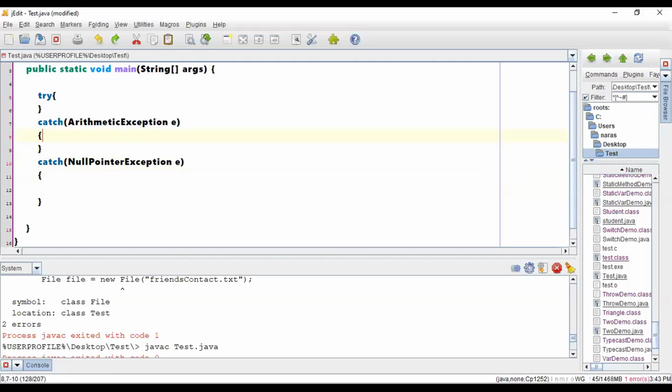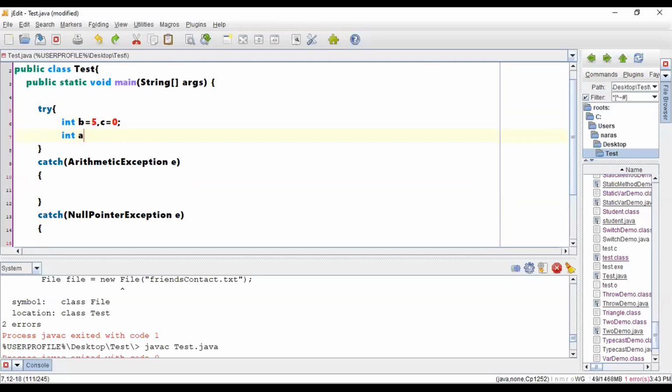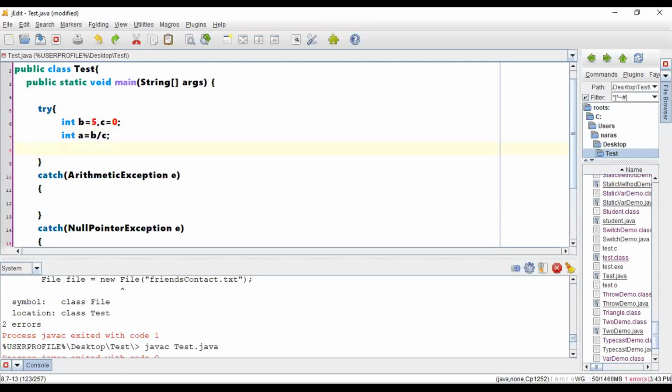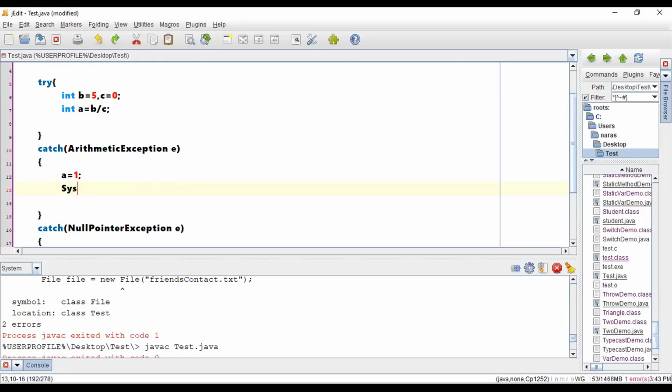Right. Now what I'm saying is, with respect to the try block, if I'm writing int b is equal to 5, c is equal to 0. Later I am writing a is equal to b divided by c, right? So it will raise an arithmetic exception, I know. Now, if an arithmetic exception has been raised, I will catch that particular arithmetic exception and say that you now consider the value of a is equal to 1, right? So System.out.println whatever is the value of a.